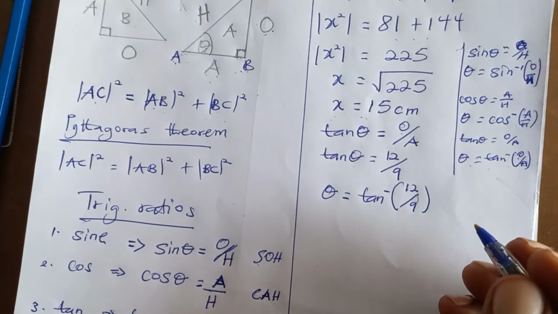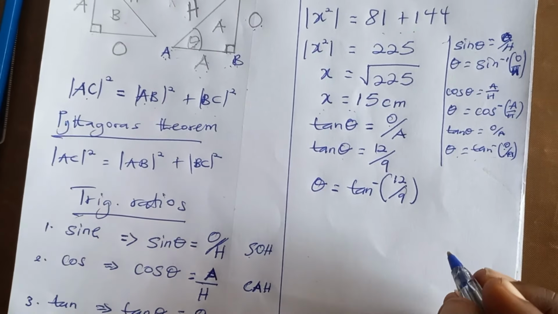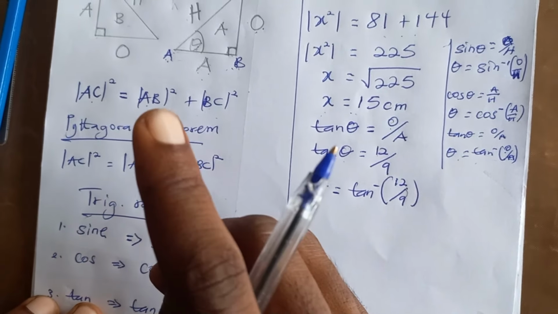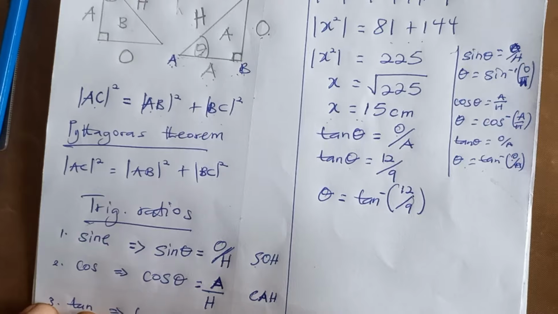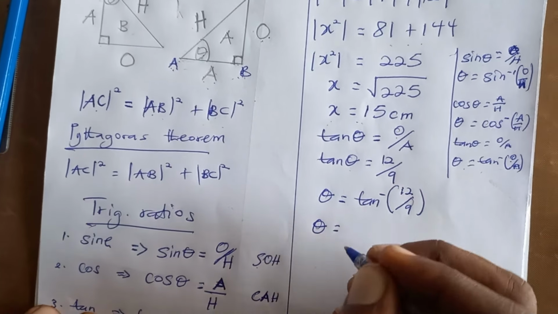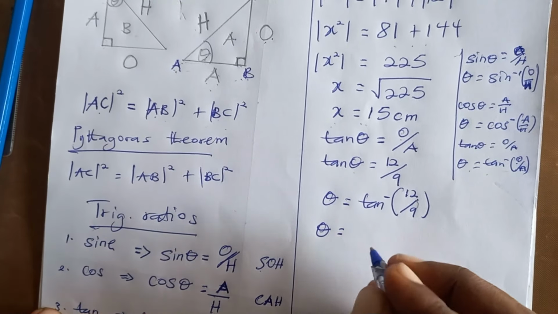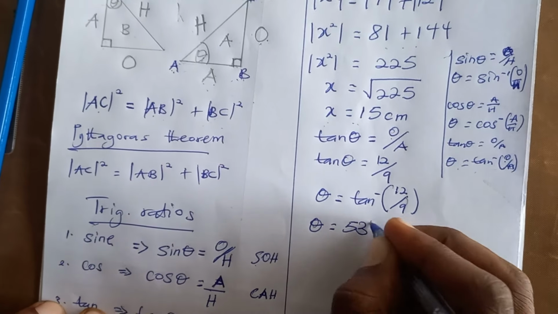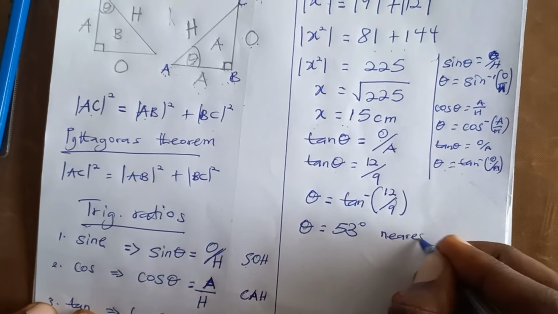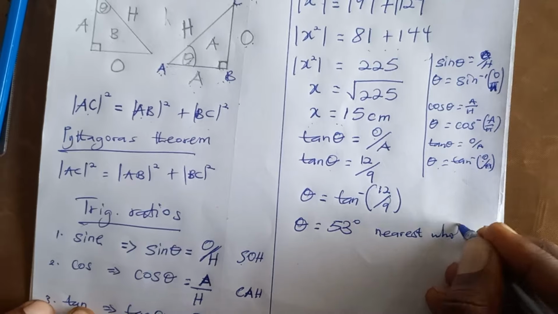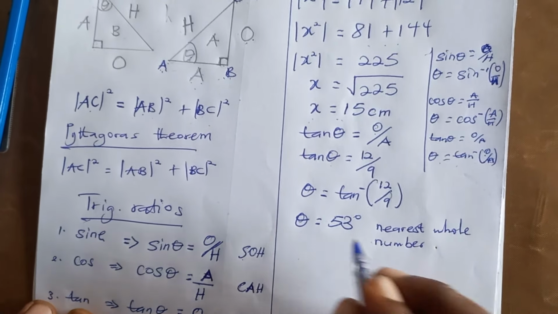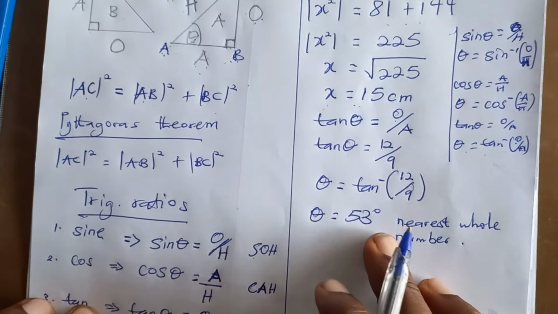So you take your calculator, then you punch inverse. On your calculator, the inverse is the shift there. So you punch shift, then tan. You see it there. Good. So after that, we are getting theta to be 53 degrees, to the nearest whole number. So we get theta to be 53 degrees.